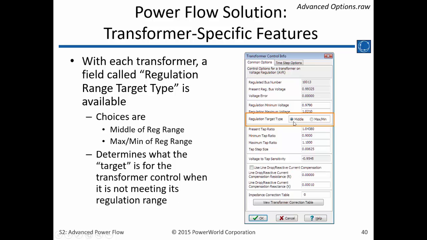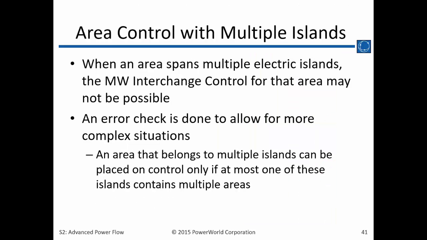If you say middle, it might have to switch more taps on the transformer to try and hit the middle of the range. If you say just go to the max or min, then if the voltage is found to be violating either high or low, it just determines how many taps to adjust on the transformer to get it back to that minimum or maximum. So it's just a little bit of a variation in what you want the transformer to do as it regulates voltage.